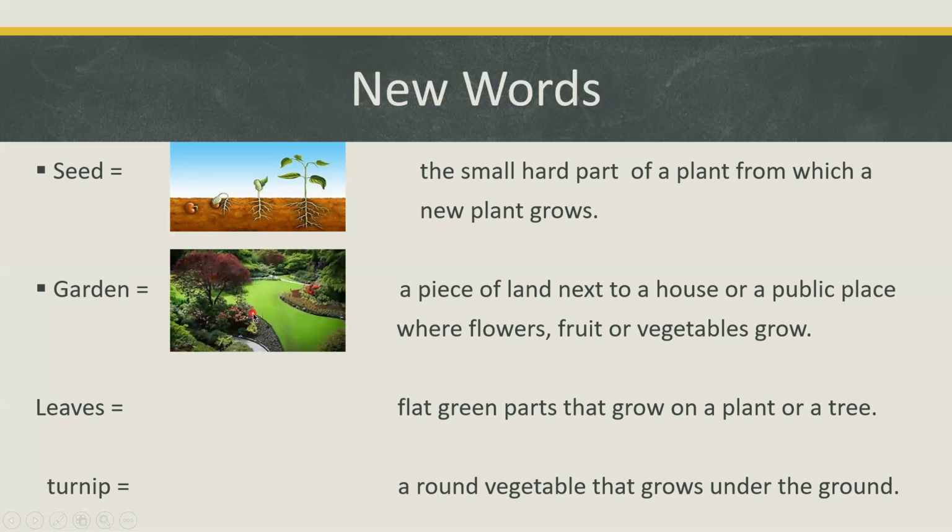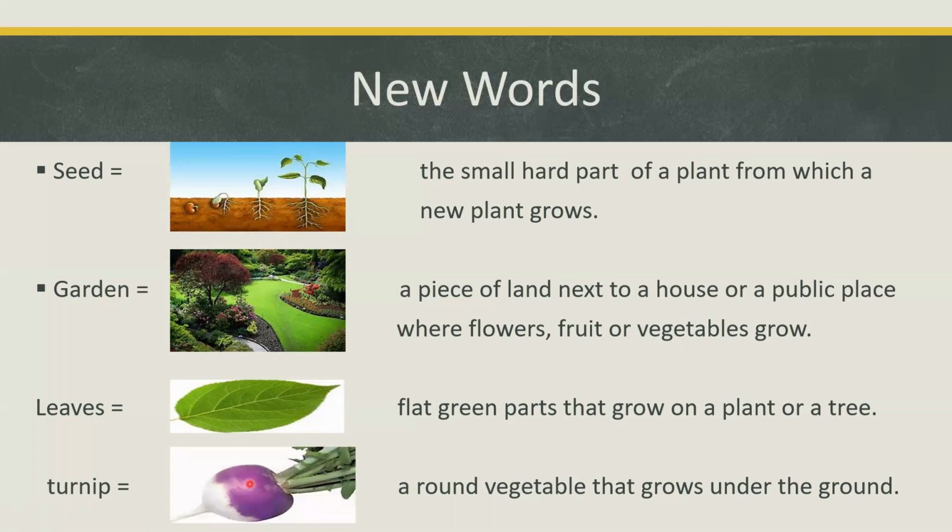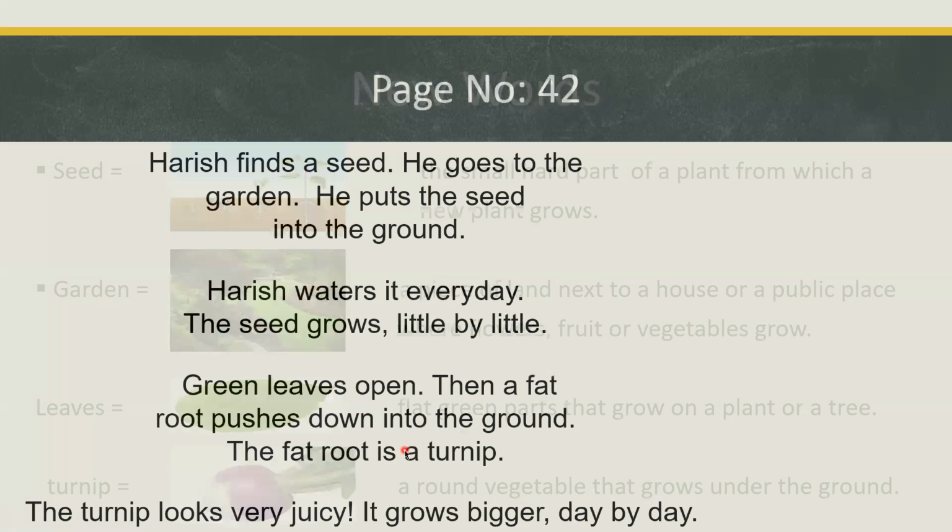Garden, you would have visited it. It is a piece of land next to a house or a public place where flowers, fruits, or vegetables grow. And next is the leaf. So flat green part that grows on a plant or a tree. Each and every plant and tree, they have different shapes and colors of leaves in them. And turnip, so this is a vegetable which we use in our sambar or curry. A round vegetable that grows under the ground. Okay, now let us move on to the lesson.